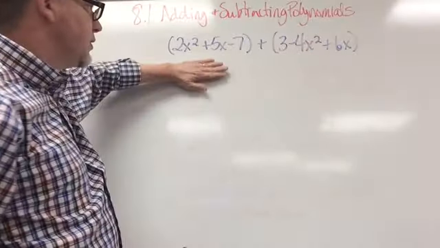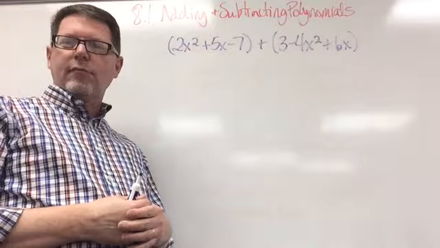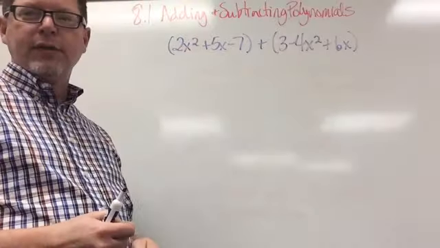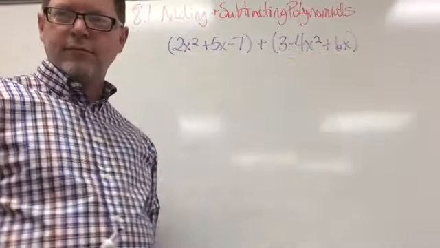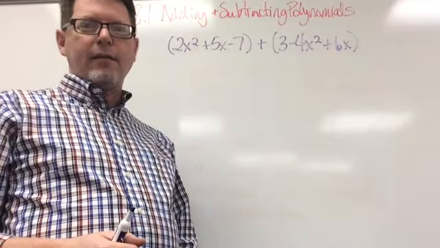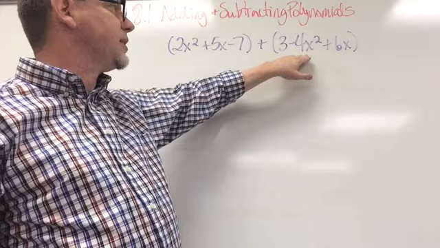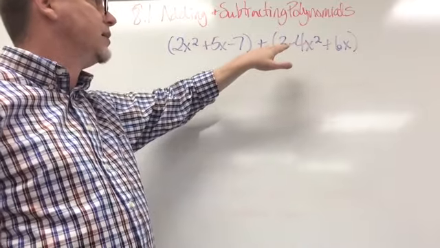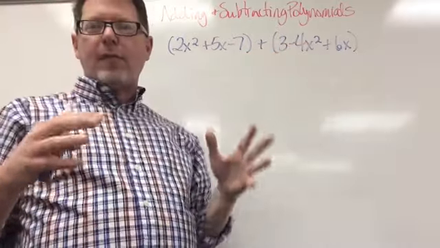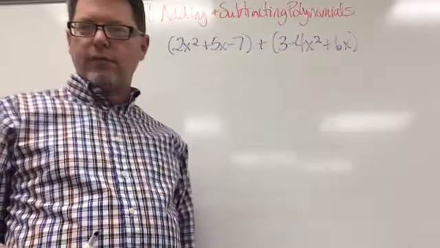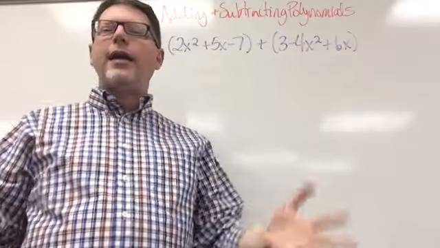What's the leading coefficient of this one? You're right, it's 2. What's the leading coefficient of this one? Trick question. The leading coefficient of this one is -4, because if I write it in standard form, it's -4x squared plus 6x plus 3, which would mean the leading coefficient is -4. Be careful with those. Now let's add them.